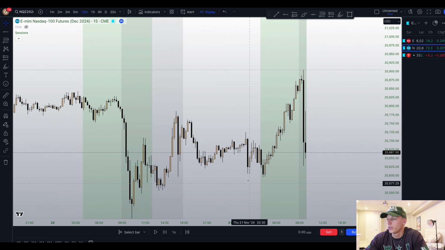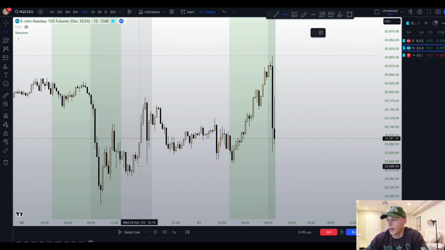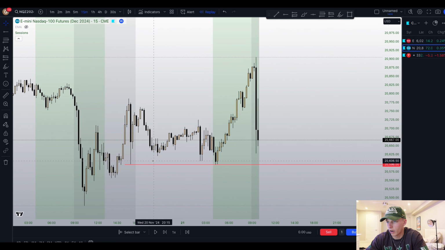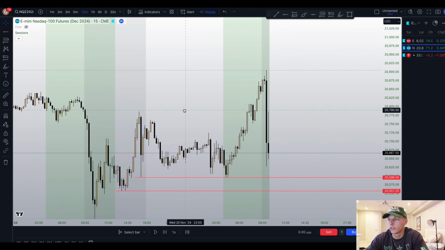What do we see here? We see a couple things. First of all, we have relative equal lows down here, which is a great liquidity pool. So I'm looking at this for a target for the day. So I have these marked up. I have these relative equal lows marked up. So 2 great targets going into the day.